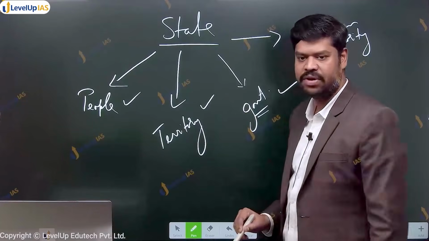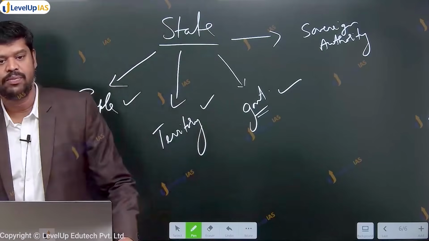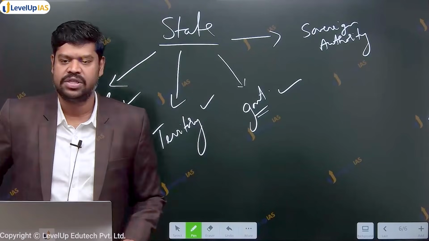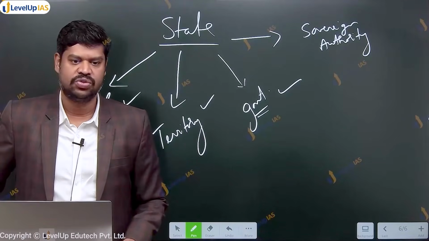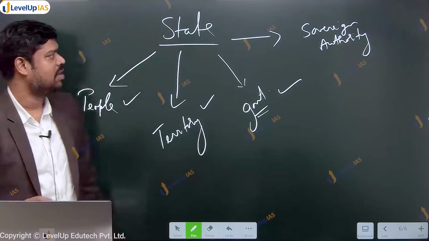Does India have a government of its own? Yes, we do have an elected government. We do have a democratic government at the national level, at the state level. So we do have elected governments as well. So we do have a government.